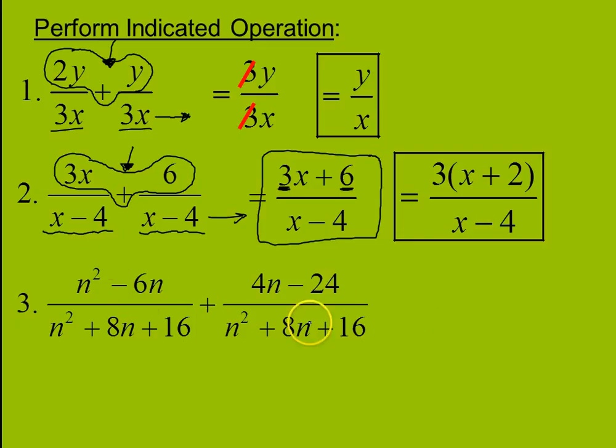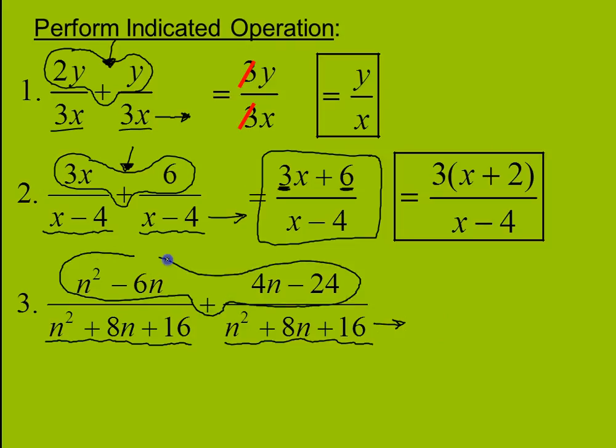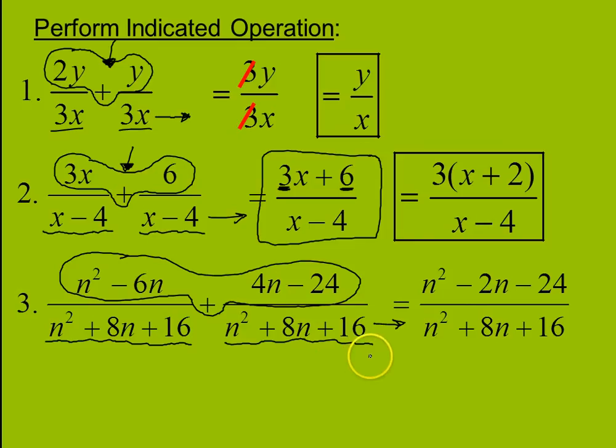Next one. Looks a lot longer, and it's going to take a couple more steps, but it's not really much harder. I have an addition sign, but my denominators are the same. So I can go ahead and combine these. My denominators are the same, so it's going to stay the same, n squared plus 8n plus 16. And remember, we're adding the top. So what am I going to get when I add my top? Do I have anything to add n squared to? Nope, so it's still n squared. I have a negative 6n plus 4n, so that's going to give me negative 2n, and then minus 24.